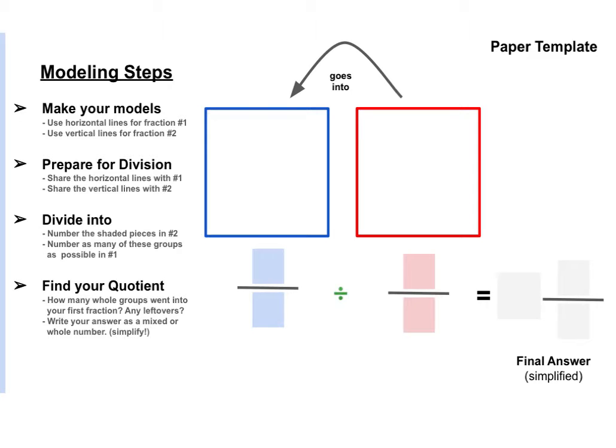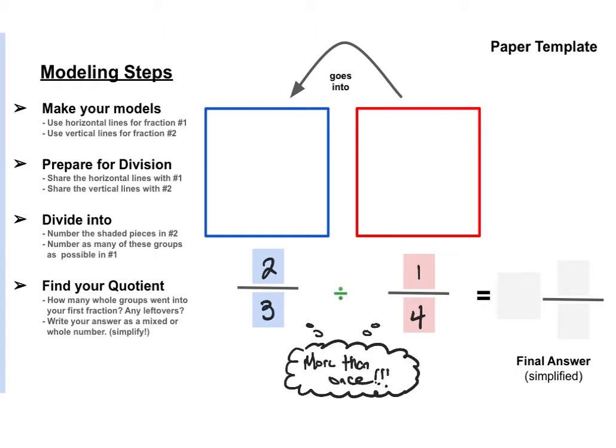Okay, for our first example, we're going to do 2/3 divided by 1/4. I know 1/4 will go into 2/3 more than once because 1/4 is smaller than 2/3. 2/3 is greater than a half and 1/4 is less than a half. So that's a good thing to know going into the problem.